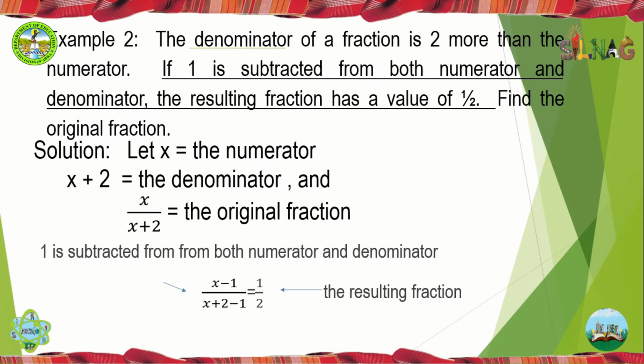Then next, we have to formulate the equation. So we have to translate the underlined statement into an equation. If 1 is subtracted from both numerator and denominator, the resulting fraction has a value of 1/2. So therefore, the equation now is x minus 1 over x plus 2 minus 1 is equal to 1/2.